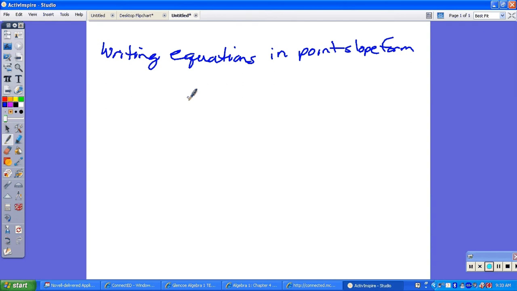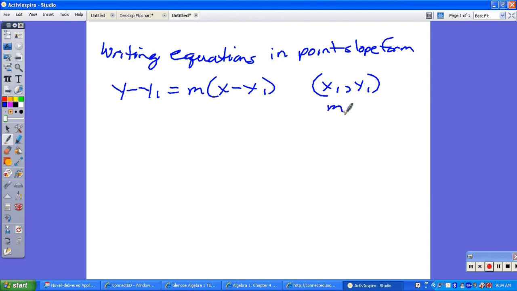All right. And so what you're looking at here is the standard form for writing point slope, which is y minus y sub 1 equals m times x minus x sub 1. Whoops, sorry about that. x sub 1, y sub 1 is an ordered pair, and then of course you know what m is, that's your slope. And so we're going to go ahead and start with the first one.